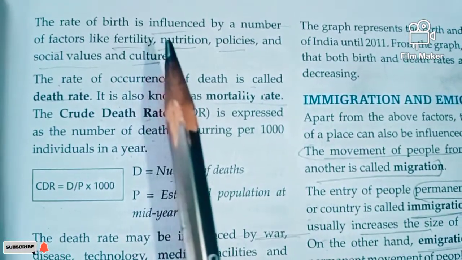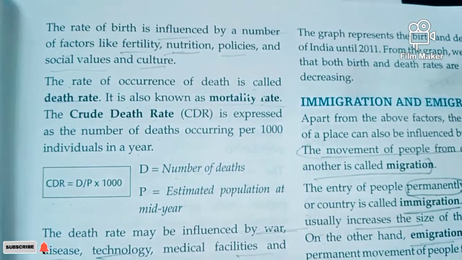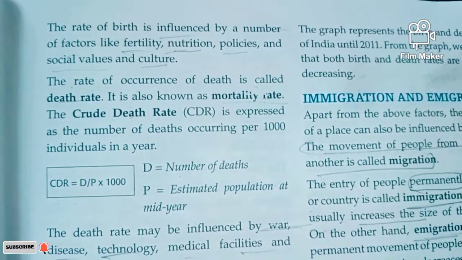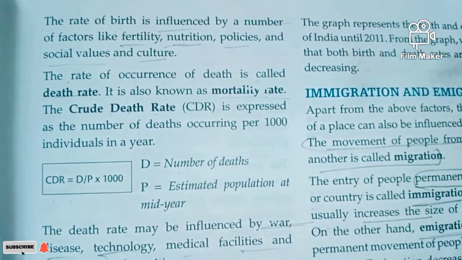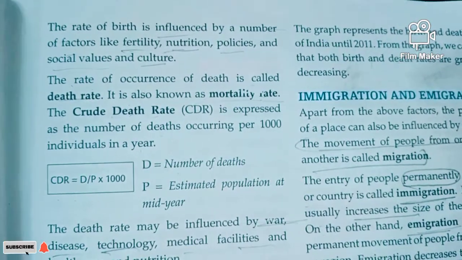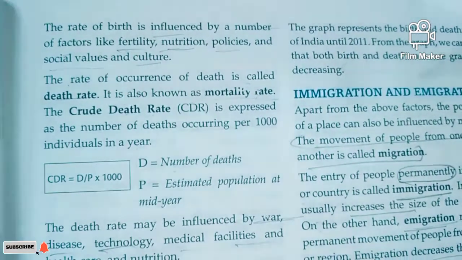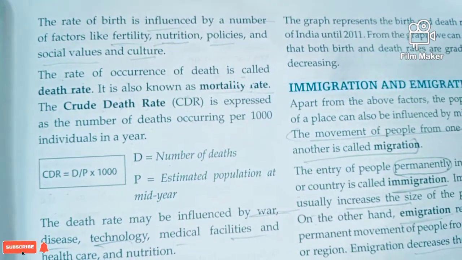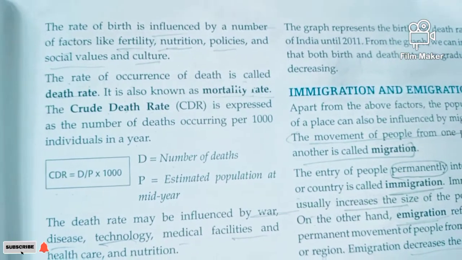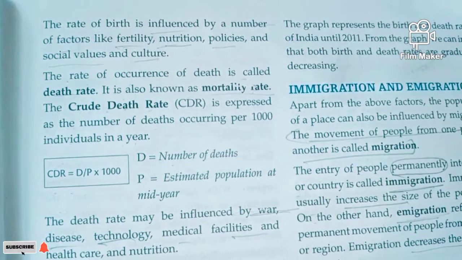Birth rates are influenced by a number of factors like fertility, nutrition, policies, social values and culture. Let's discuss them in short. If the fertility rate of the people in that region is lower, the birth rate also will be low. Nutrition: if they are getting nutritious food, they will definitely be healthy, with chances of a higher birth rate. Policies, government policies: if the government encourages births, there are good possibilities of an increase in the birth rate. If the country is against birth rate growth, it will affect the birth rates.